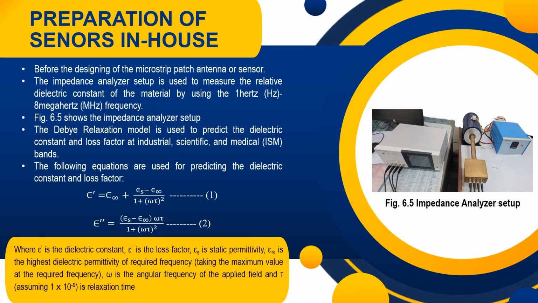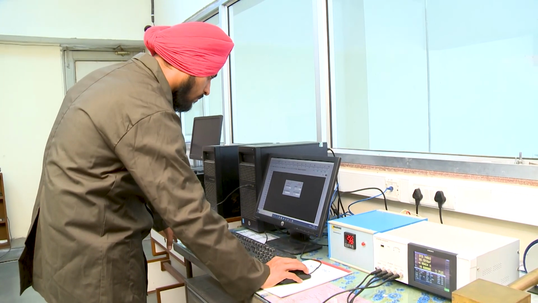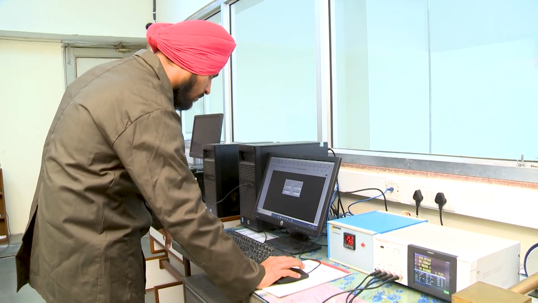But along with this, we have the facility for seeing the effect of temperature on the dielectric constant, because this is required for the 4D application. You can see in this small video how this impedance analyzer is used for getting the required dielectric constant.